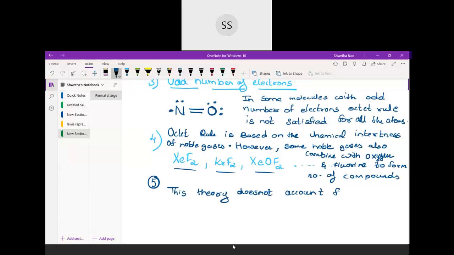And the last one is, this theory does not explain the shape and the relative stability of the molecule. This theory does not account for the shape and relative stability.